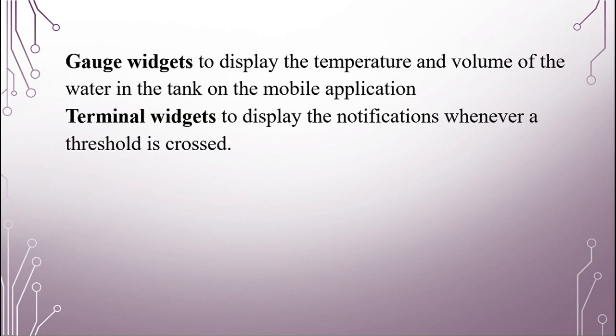Then we create a gauge widget. The gauge widget displays the temperature and the volume of the water tank on the mobile app. And last is the terminal widget, which displays a notification whenever the threshold is crossed, and whenever there is a need to display a notification.